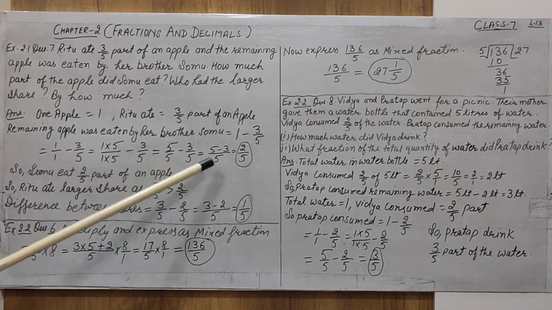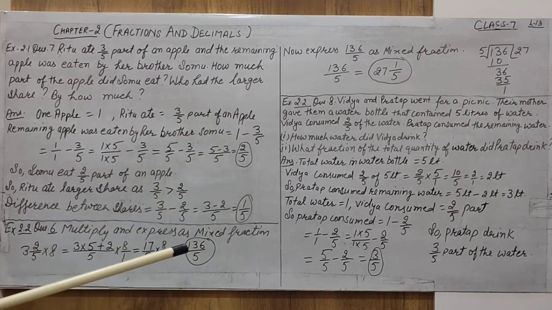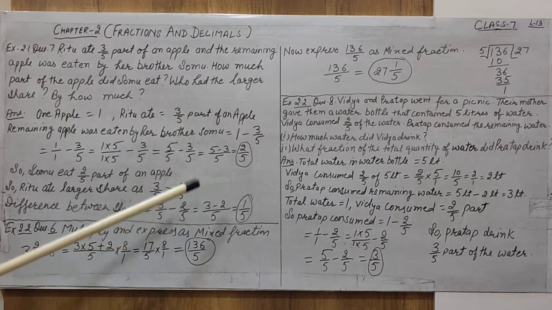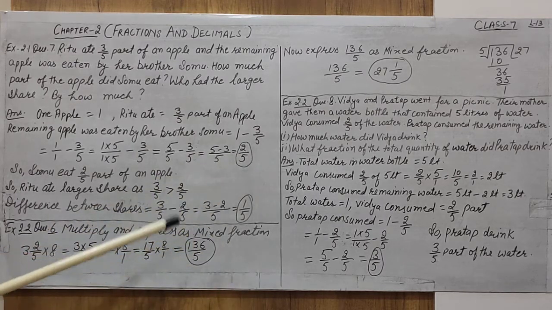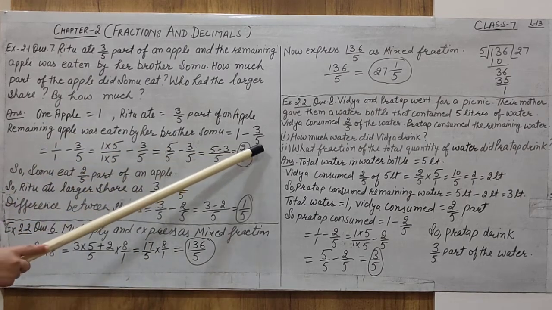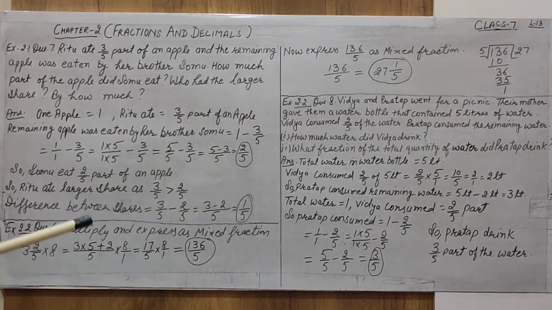So 5 minus 3, the numerators are subtracted. 5 minus 3 gives us 2 by 5. So the part that is eaten by Somu is 2 by 5 of the apple.